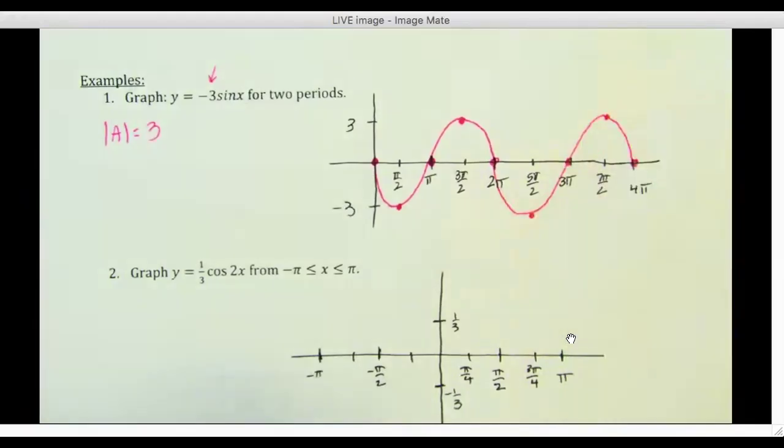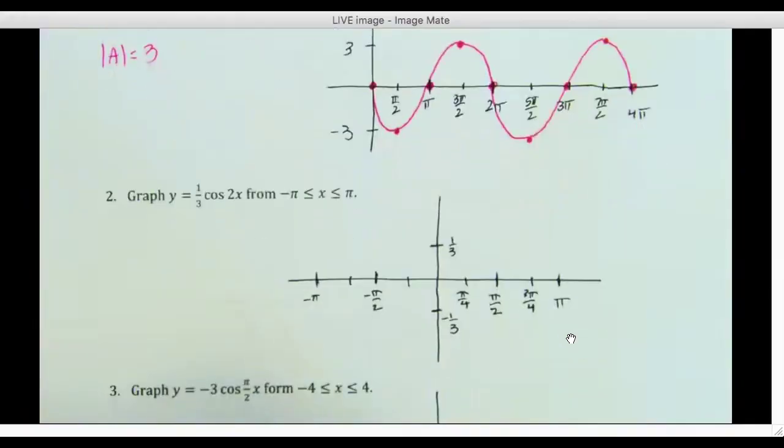And that would be two periods of this sine function. Looking at the next example, we have the cosine function, and it has an amplitude of 1/3, and it also has a period change of 2. So we're going to look at how that affects the starting and ending of our graph.